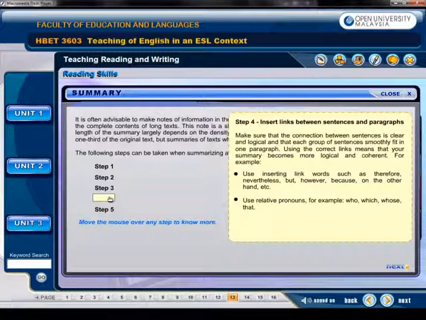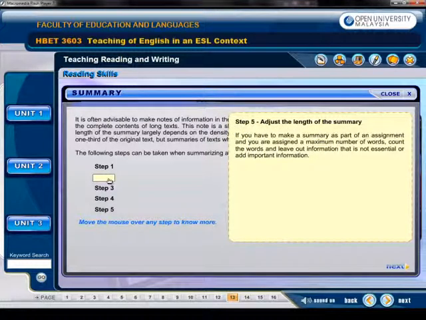Adjust the length of the summary. If you have to make a summary as part of an assignment and you are assigned a maximum number of words, count the words and leave out information that is not essential or add important information.